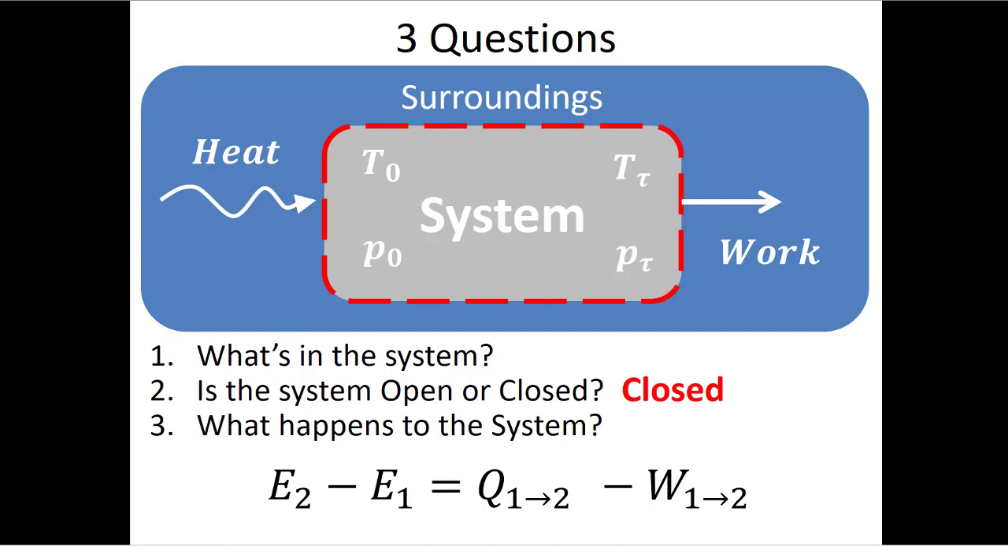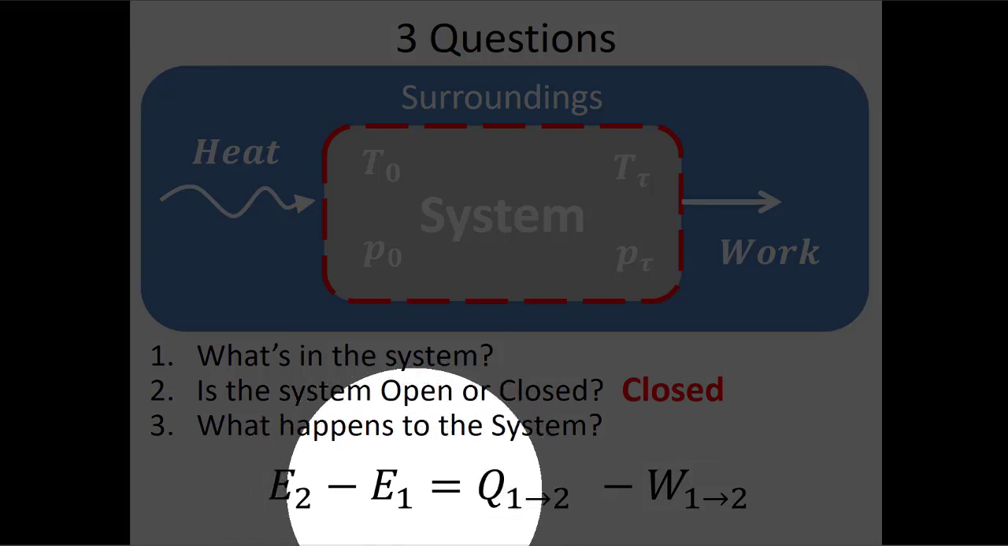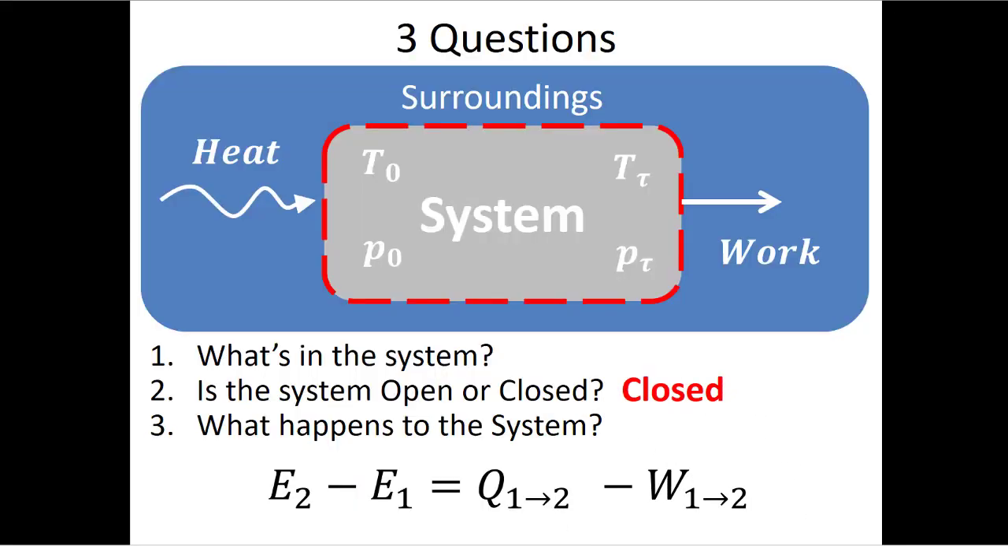And then we want to say what happens to the system as we move between our states. How much heat do we get and how much work do we get? Because our system is closed, we get this version of the first law, where the change in energy in the system is equal to the heat that comes in minus the work that goes out.